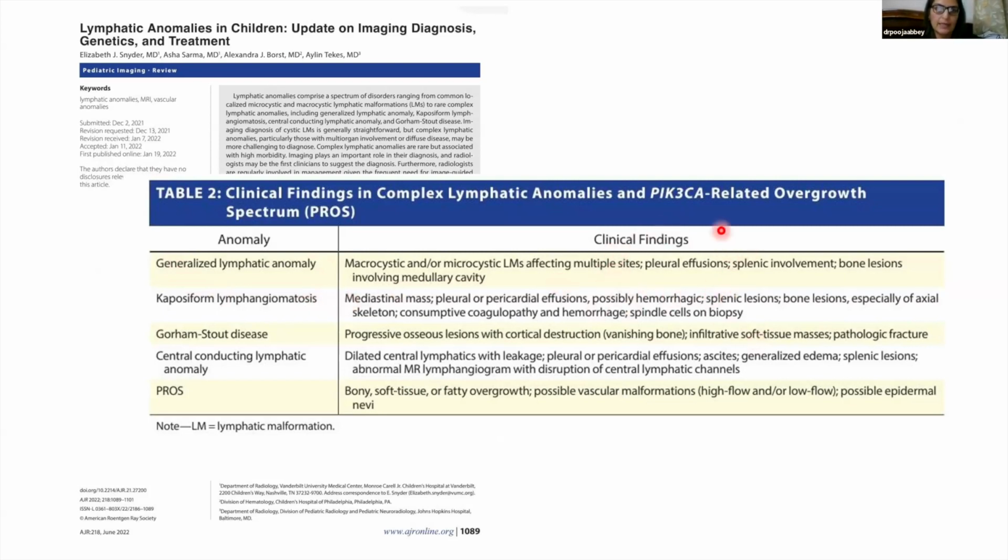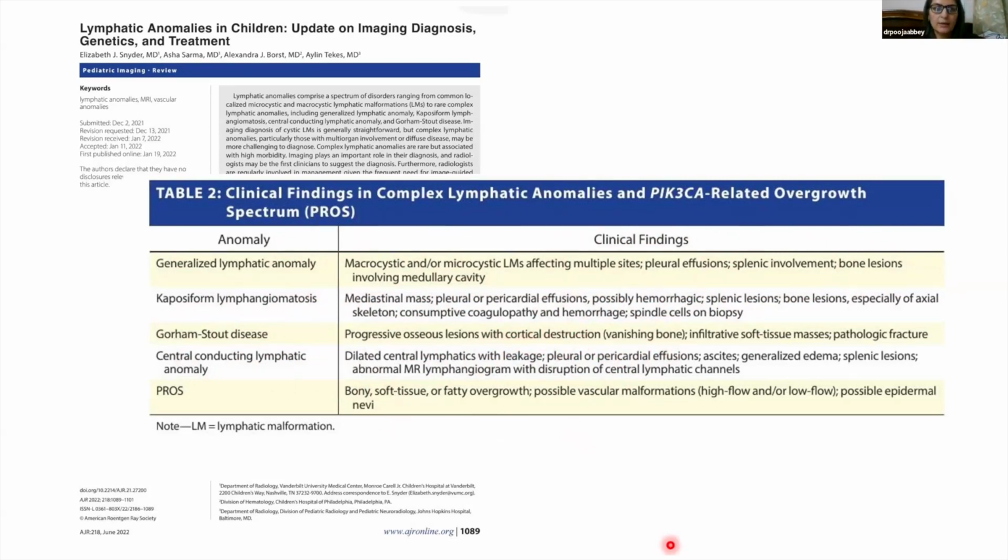So it basically has pleural effusions, splenic involvement, and bony involvement, which involves the medullary cavity, which is what we were seeing here. So very central sort of bony lesions. And there is a lot of overlap between these conditions. Even Gorham Stout disease, or vanishing bone disease, also has a lot of bony lesions. That is also a complex lymphatic anomaly. Here, the difference is that there is involvement of the cortex. That is not what we were getting. We were getting this kind of thing.